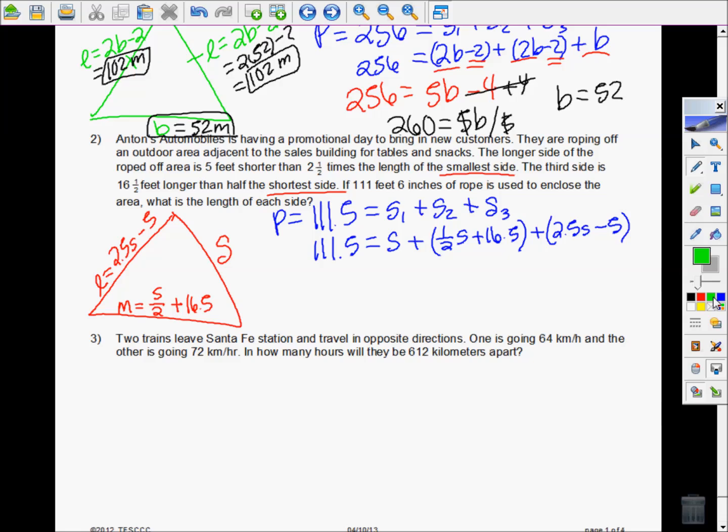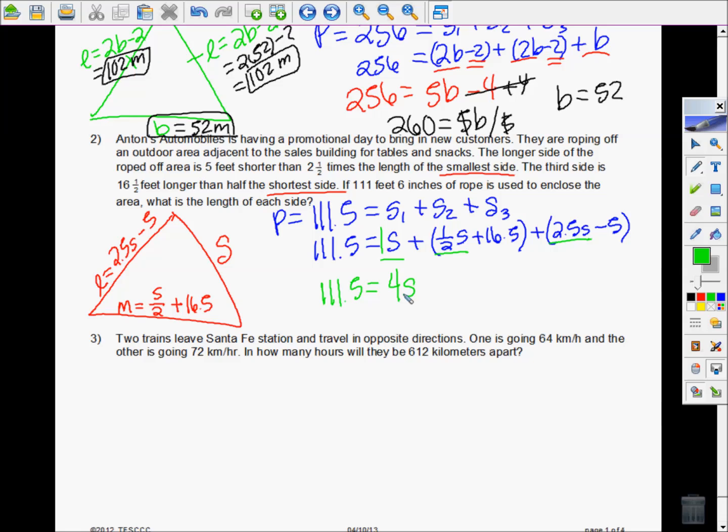All right, so here we go. We have 111.5 equals S plus 1/2 S plus 16.5 plus 2.5 S minus 5. Is there any negative that I need to distribute? No. So at this point I can ignore the parentheses and combine like terms. So I have 1S plus 1/2 of S plus 2.5 S. So 4S, because 1.5 plus 2.5 is 4.